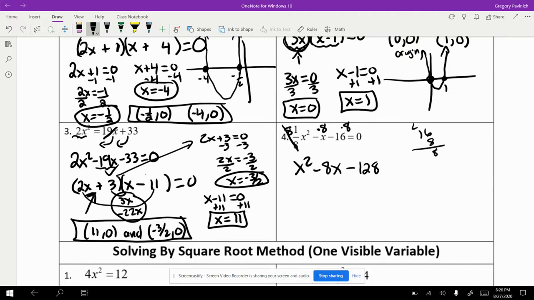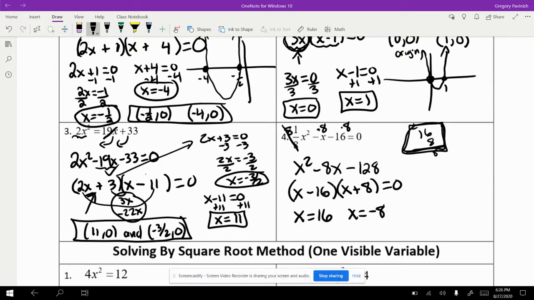And now I've got to find two numbers that multiply to get negative 128 that are going to subtract to get me negative 8. And I'm like, boom, right here, right? I just did that math, 16 times 8. That was nice. So x minus 16 times x plus 8. These are easy too when it's a nice one coefficient. And I have an x-intercept of 16 and one of negative 8.